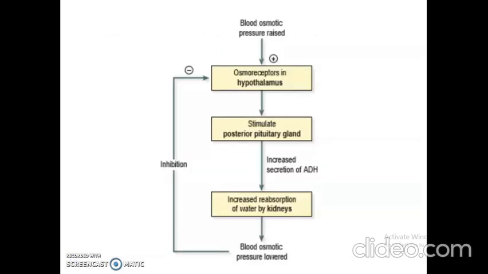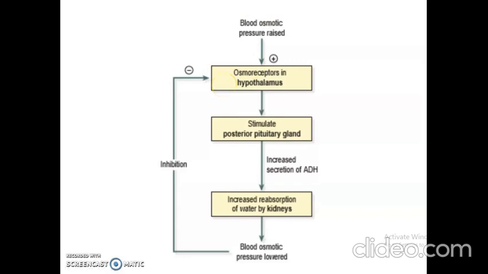Let us discuss the antidiuretic hormone, when it is released and how it is involved in regulating the water level in the body. See, there is an increase in the blood osmotic pressure, which normally occurs when there is a decrease in water level in the body or blood volume. That leads to an increase in osmotic pressure.